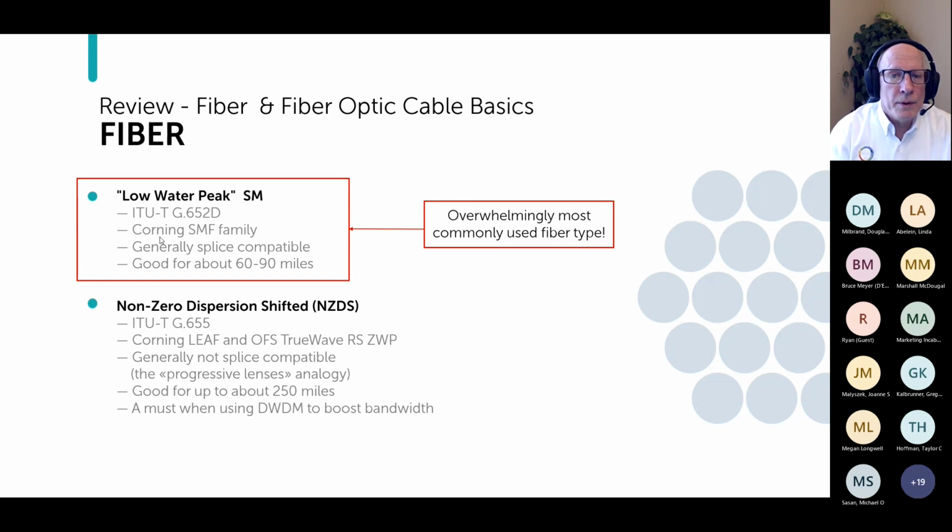An example of this is Corning's SMF-28 family of fiber, but there are others that are this same basic fiber. OFS, for example, has their AllWave series, and there are other companies that have standard low water peak single mode fiber. It's kind of your vanilla fiber. An important thing about that type of fiber is that it's generally splice compatible.